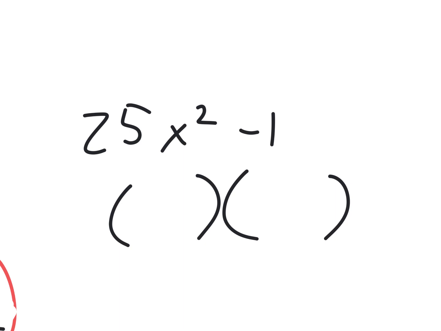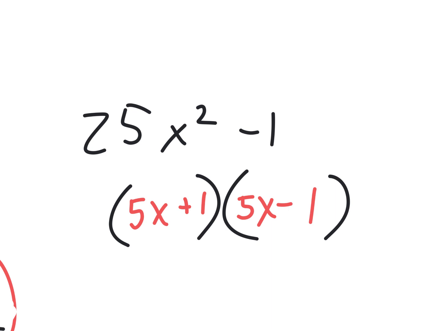I'm gonna pause for a second while you try that one. I hope you knew that this was a 5x and a 5x. That's how you can make it be 25. And then it's always a plus and a minus, and a 1 and a 1.